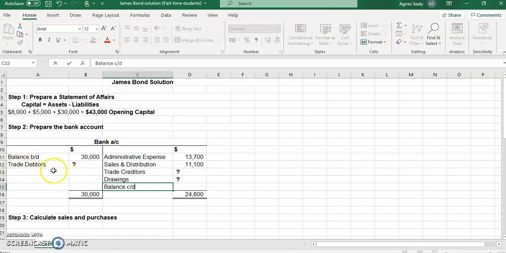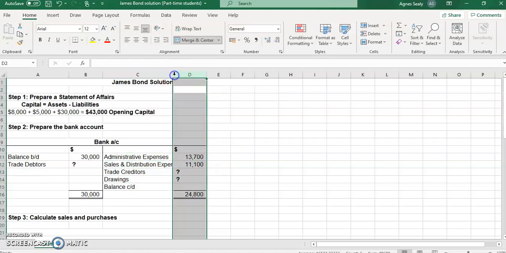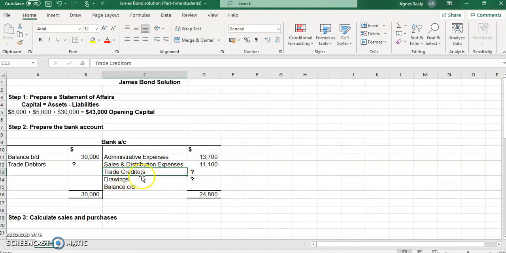But based on the question, we didn't know how much money we received from our credit customers, so we put a question mark there. We also knew that we paid administration expenses of $13,700 and sales and distribution expenses of $11,100. So we knew that we paid these expenses, and so we were able to enter those because that is what we knew. However, we didn't know how much money we paid our creditors, so we placed a question mark there. And based on the question, we didn't know how much drawings Mr. Bond took, so we put a question mark there.